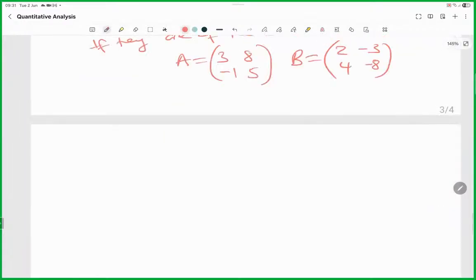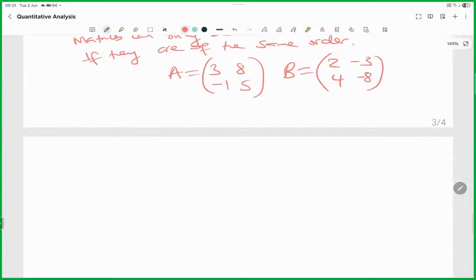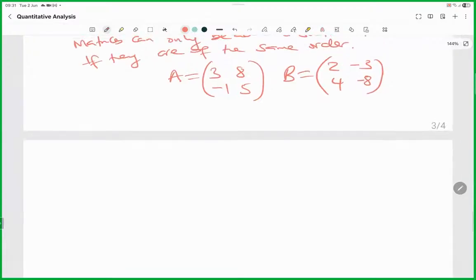How will this A plus B look like? Now, my very good students, please listen to me very well. What is going to happen here is that you will be taking, you see, this element corresponds to this. Same position elements will be added.